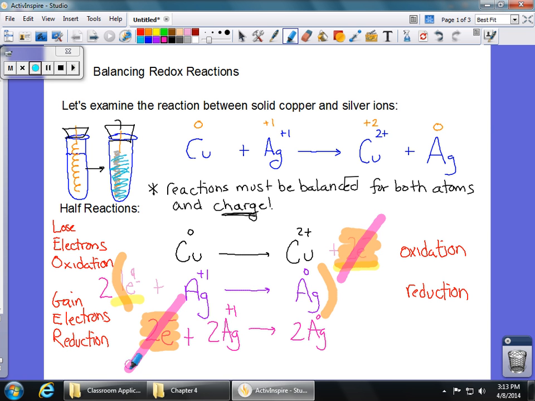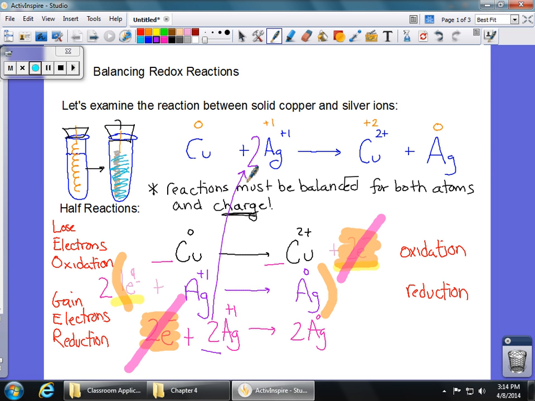And we can take those coefficients and add them back to our original equation. So in front of copper, there is no coefficient, so we will leave that there for being 1. In front of our copper ion, there is no coefficient as well, so we will leave that also to be 1. In front of silver, we have the coefficient of 2. So that 2 will now come up to our original equation and be in front of our silver ion in the original.